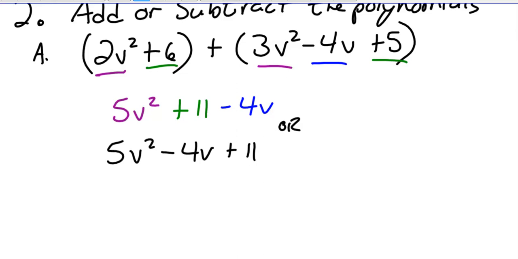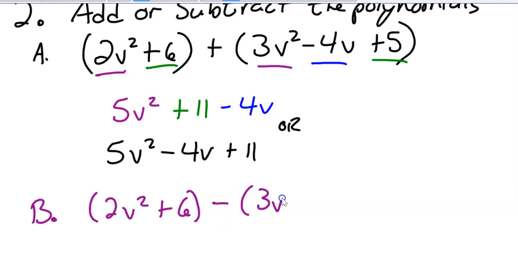Okay, here's where you've got to be a little bit careful. We'll take the same exact problem here, but we're going to make one small change to it. So we'll go 2v squared plus 6 minus 3v squared minus 4v plus 5. Again, that's our change. We're going to put a minus sign in the middle.